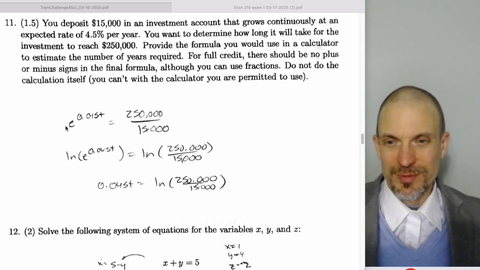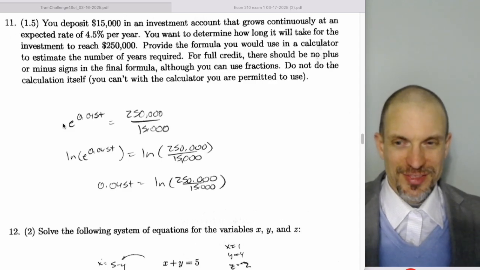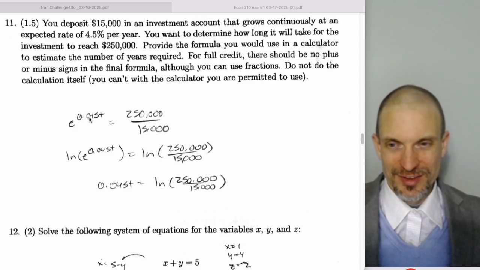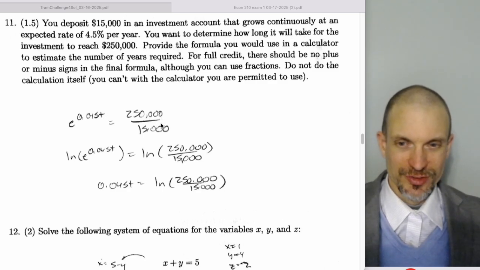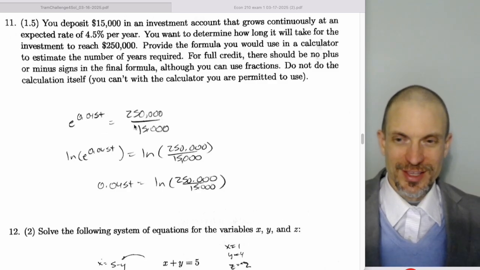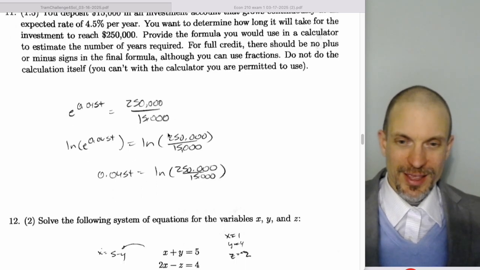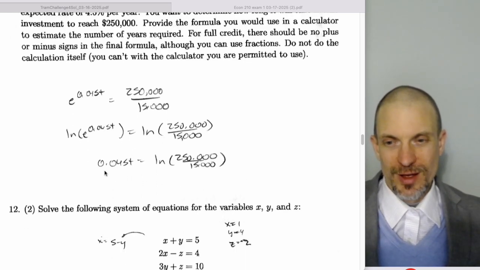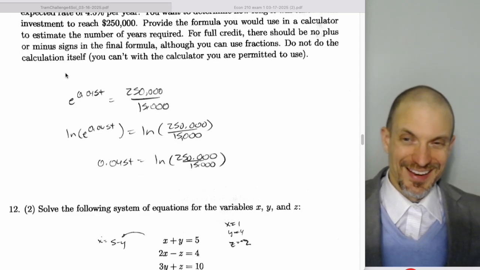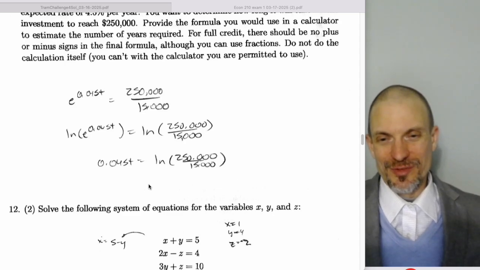So our formula is going to be 15,000 times e to the 0.045t equals 250,000. I skipped a step when I wrote this immediately. Take the natural logs of both sides and then divide through by 0.045. Actually, not only did I skip a step right here, I also didn't write the answer.